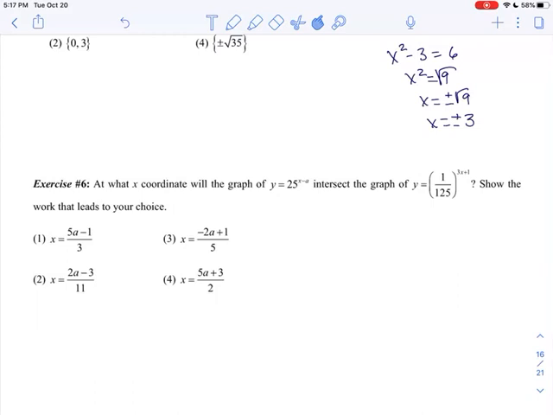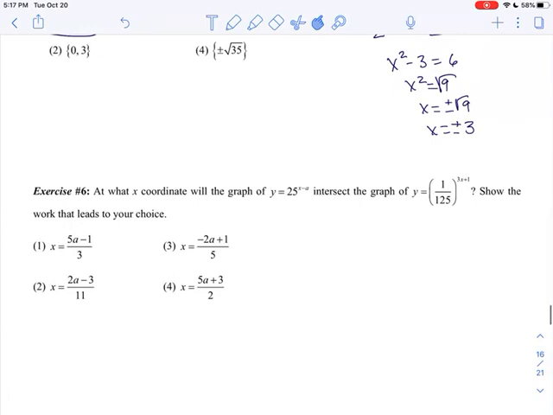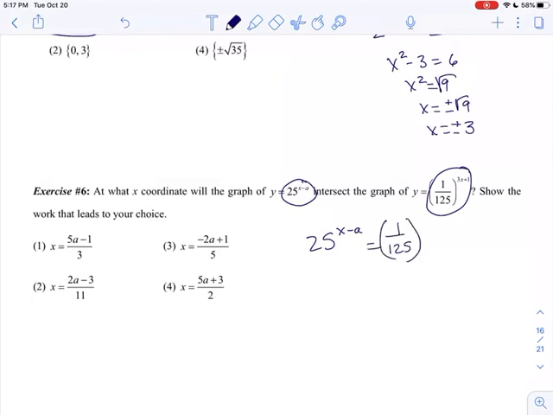And I have one more multiple choice here. At what x coordinate will the graph of y equals 25 to the x minus a intersect the graph of y equals 1 over 25 to the 3x plus 1? So basically, I'm going to set these equal to each other. They both equal y. I want to see where they intersect, so I'm going to take them and set them equal to each other. This is just a mess.